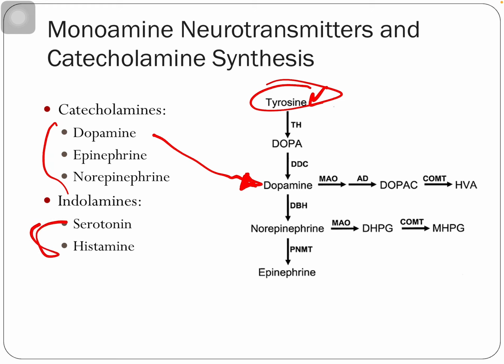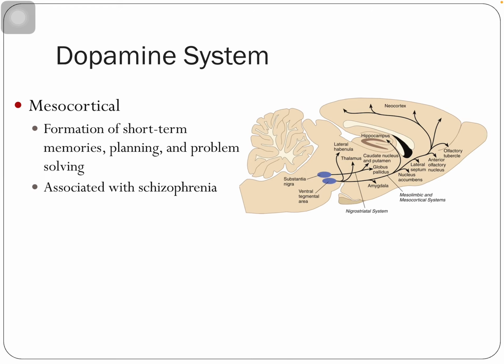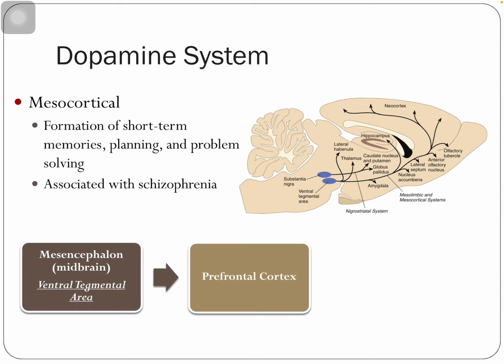And if you look at the indolamines like serotonin and histamine, a lot of people are familiar with these kinds of chemicals. But again, there's a synthesis process to all of these chemicals. So let's look at the dopamine system. This is one that we're going to spend a little bit more time on, because a lot of people are very curious about dopamine. We know a lot about it. There are several dopamine systems throughout the brain.